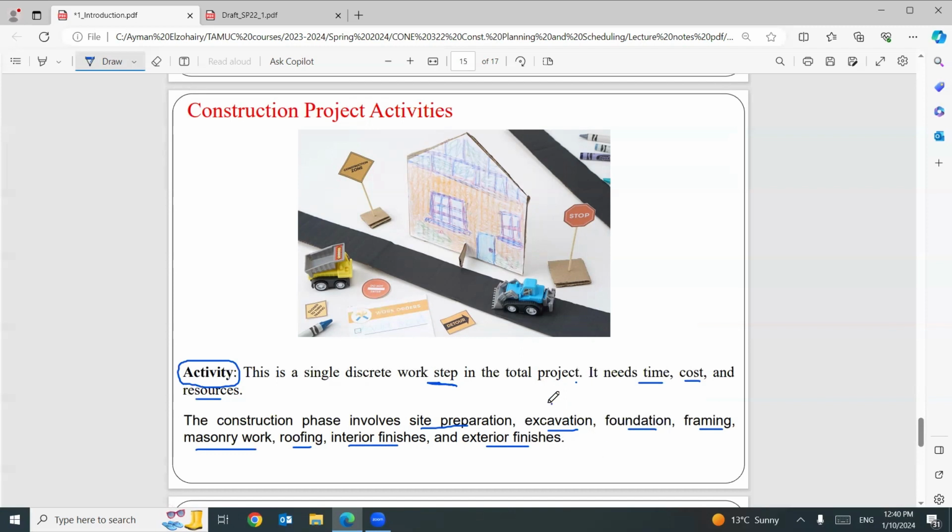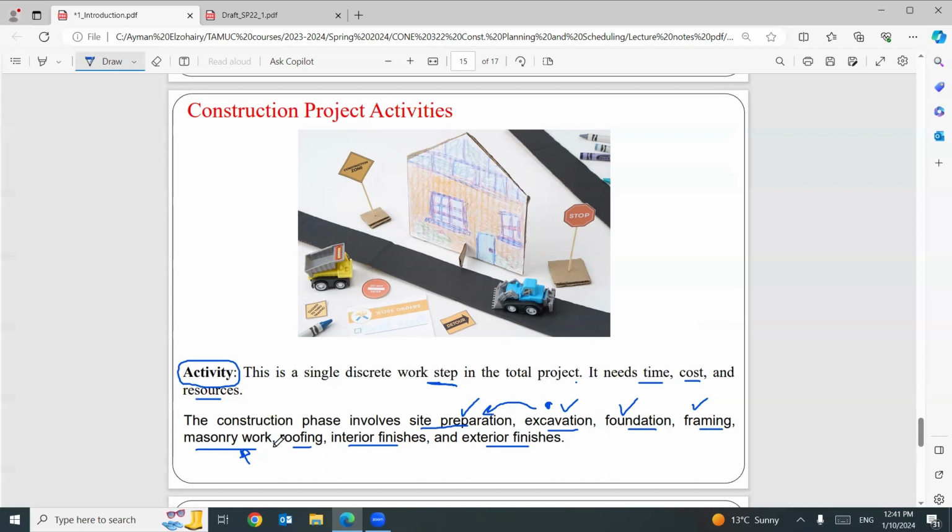I cannot start with excavation before site preparation. So I have to plan to start with this one first. Then I will excavate. Then I will construct my foundation. Then I will put the framing system for the building. Then I will build the walls, masonry work. Then I will construct the roofing system. Then I will do the interior finishes and then exterior finishing. This is the plan. Does that make sense?